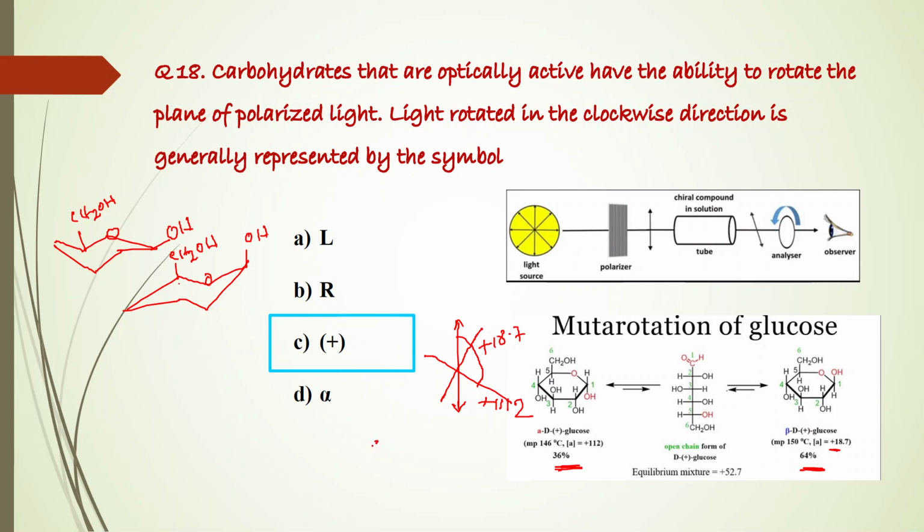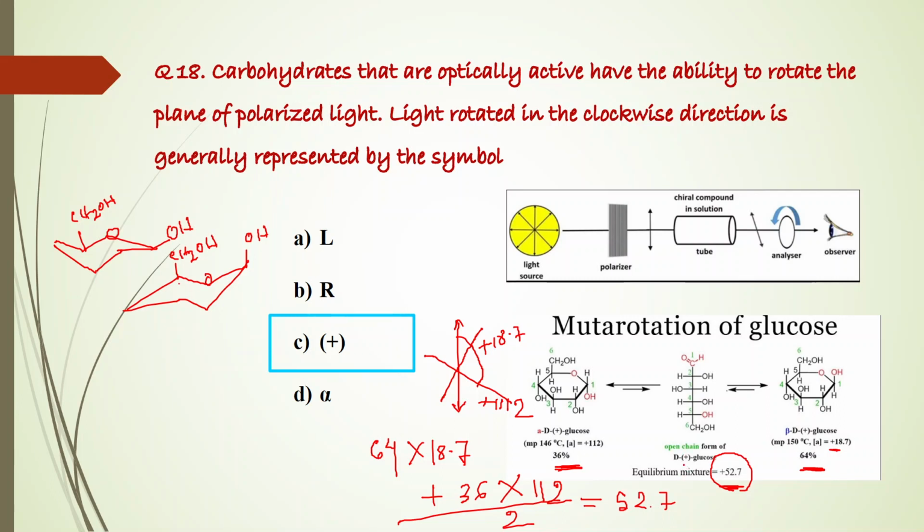So we had our 64% beta form, which deviates the light at an angle of 18.7. Also, we have 36% of our alpha form, which deviates it to an angle of 112. Now averaging it out will give us a value of 52.7. This is the final value that you will get ultimately, which tells us that both the alpha and beta forms exist in case of D-glucose.